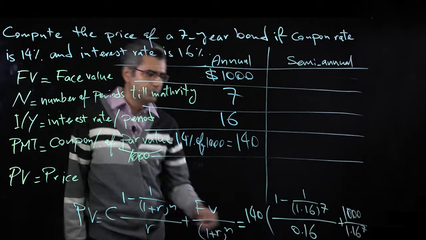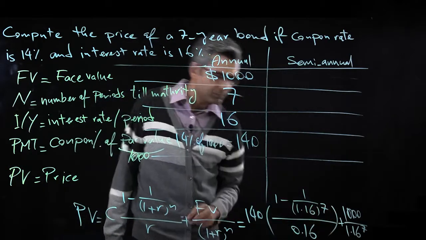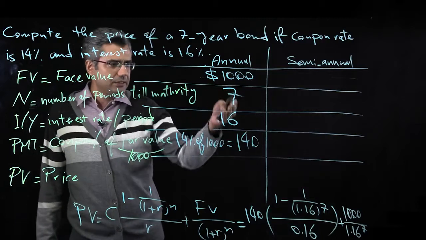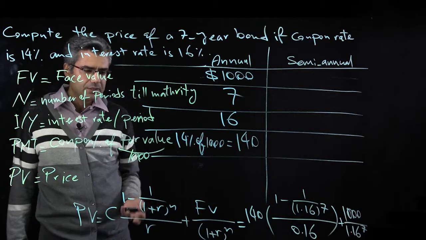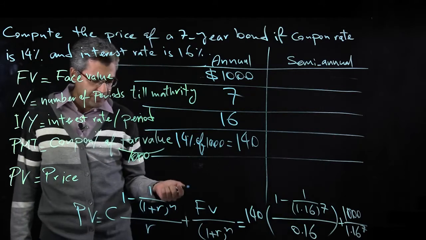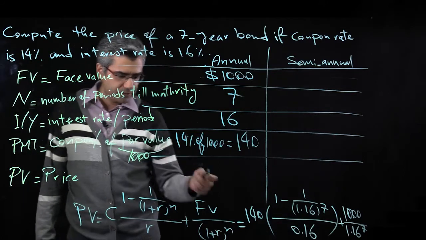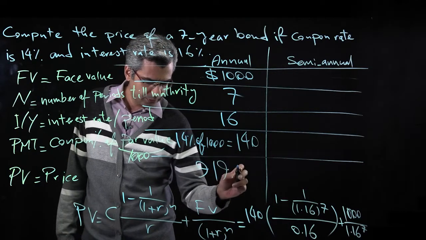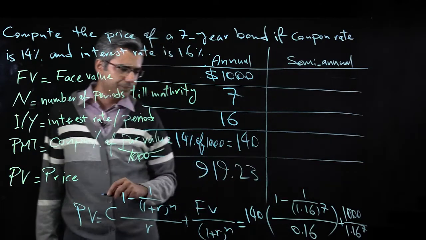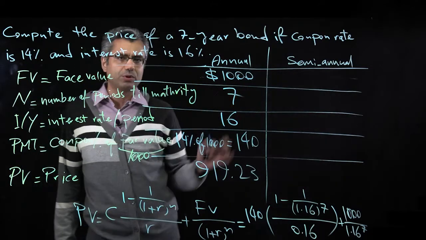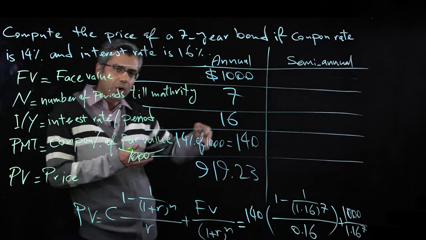So you can compute it, or you may use the financial calculator. You key in these 4 and then you press CPT and PV and you get the answer. And in this case, the price is 919.23. Now let's assume that it's a semi-annual bond, meaning the payments are paid twice a year.